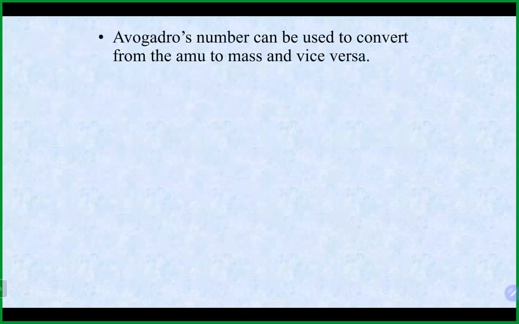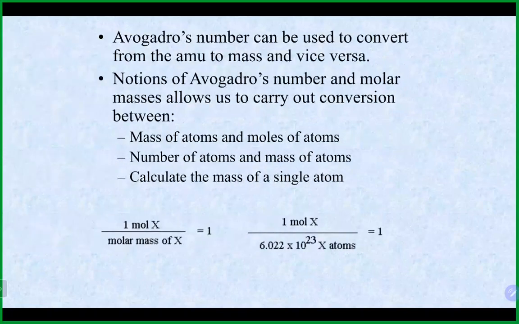All right, so let's talk about this here. As I mentioned, we basically have two conversion factors: Avogadro's number, which we use to go from moles to atoms or molecules, and our molar mass, which we use to go from grams to moles or moles back to grams. So let's do some practice here.